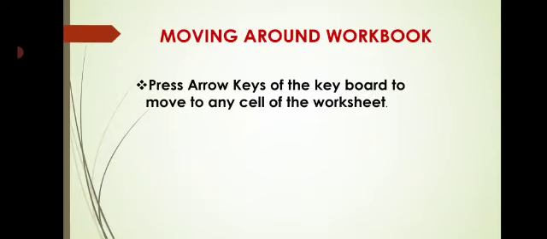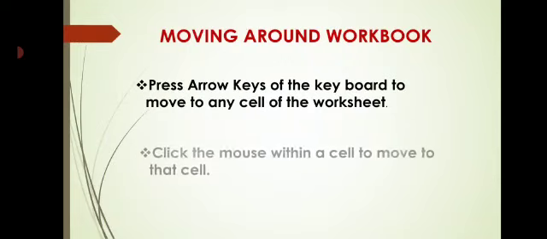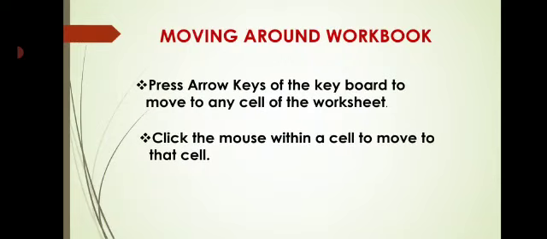Now let us learn how you can move around your workbook. You can use arrow keys. You have arrow keys on your keyboard, so you can use those arrow keys to move on your worksheet left, right, up and down. Then you can also use your mouse. You just take your mouse and click on the cell which you want to make the active cell.